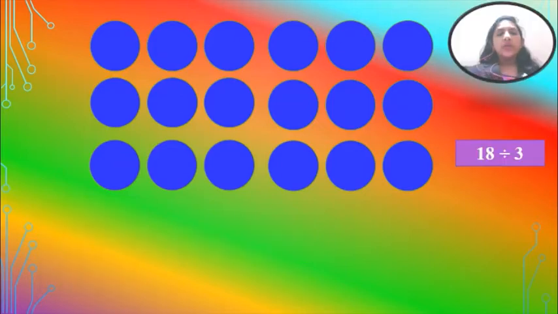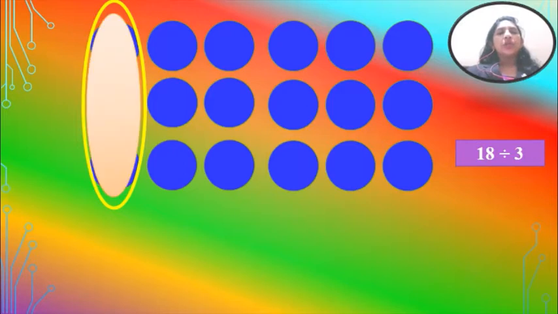Let us take an example here. I have 18 blue circles with me and I want to distribute them to my students in such a way that each one gets 3. So I will take one group of 3 and distribute it to one of the students. Out of 18 I will subtract 3, and how many circles am I left with? Yes, I am left with 15.